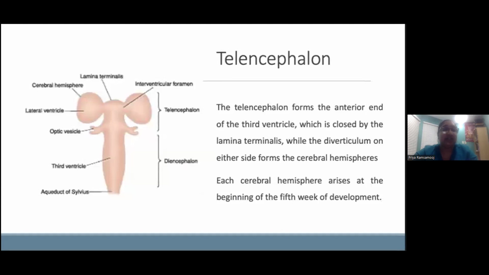Ultimately, the optic vesicle and the stalk will form the retina as well as the optic nerve. So the telencephalon, which is the first part of the prosencephalon, forms the anterior end of the third ventricle, which is closed by the lamina terminalis. This lamina terminalis that we see outlined in the diagram represents the rostral end of the neural tube. When it is closed by the lamina terminalis, the diverticulum on either side is going to become the cerebral hemispheres. Each cerebral hemisphere, in essence, is going to arise at the beginning of the 5th week of development.